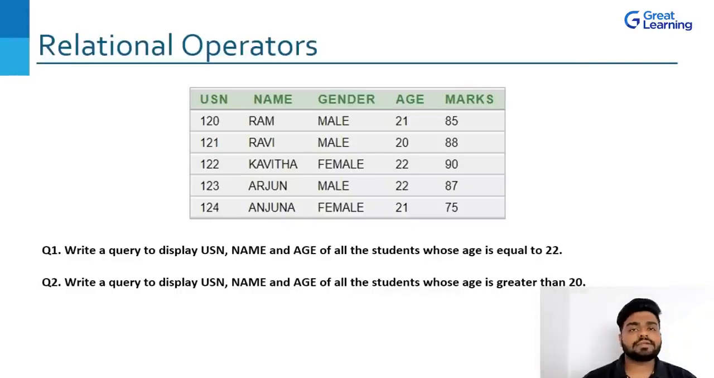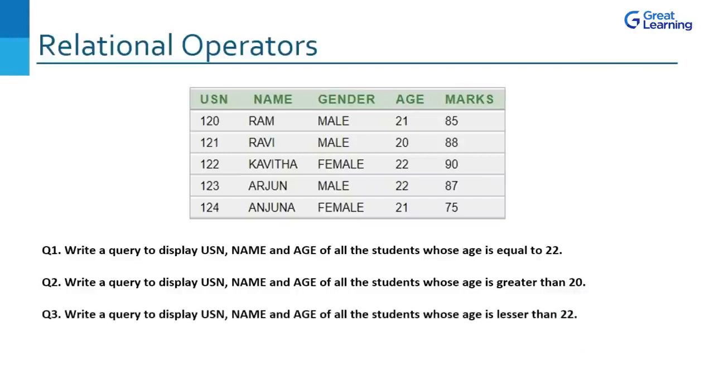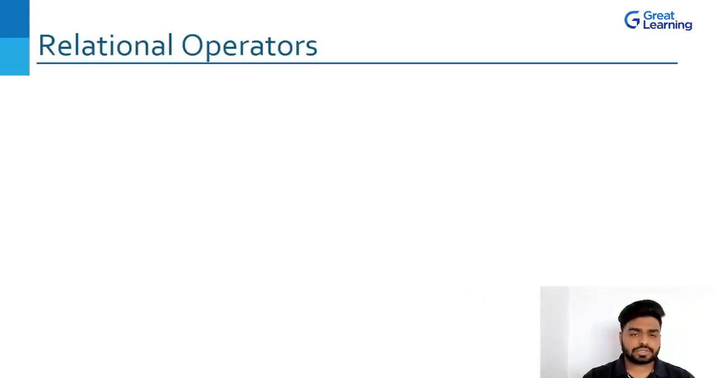Again, comparison, relation operator. The next question: write a query to display USN, name and age of all the students whose age is lesser than 22. These are some questions you can do. This is very easy. You just have to use the operator and you will get the result. So try to create this particular table, as I've already told, and try to solve these questions.